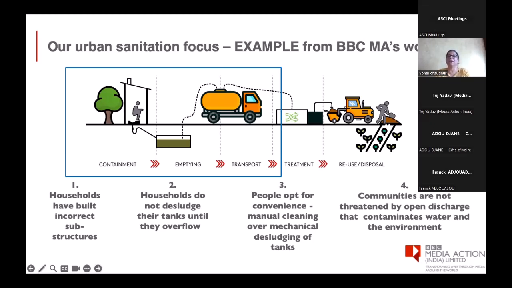We understood that any gaps or lapses in this standard operating procedure along the sanitation value chain will cause a chain reaction, and it will have deep consequences to health and environment. Therefore, addressing each of these gaps was very critical for us before we began. Next slide, please.